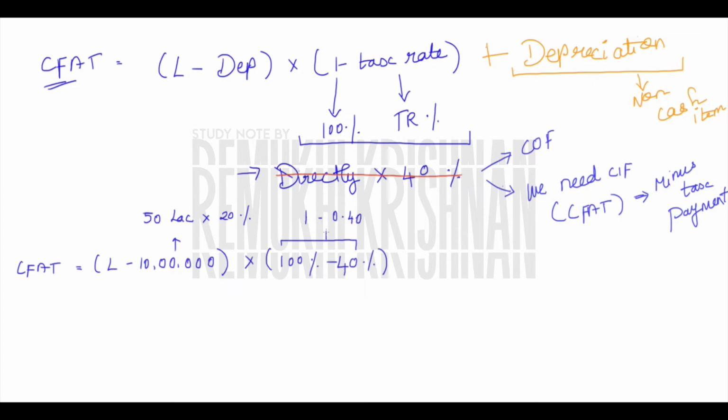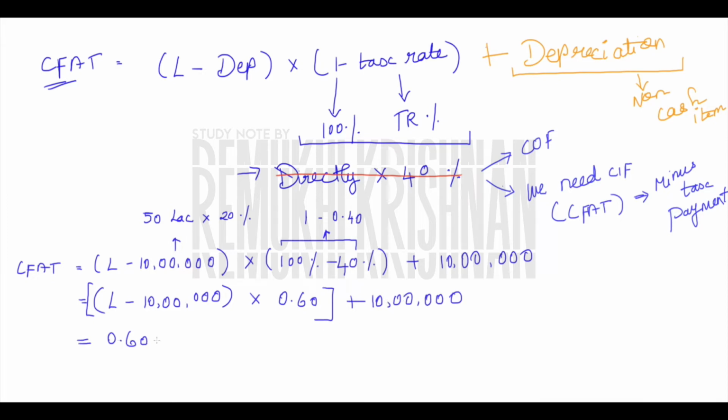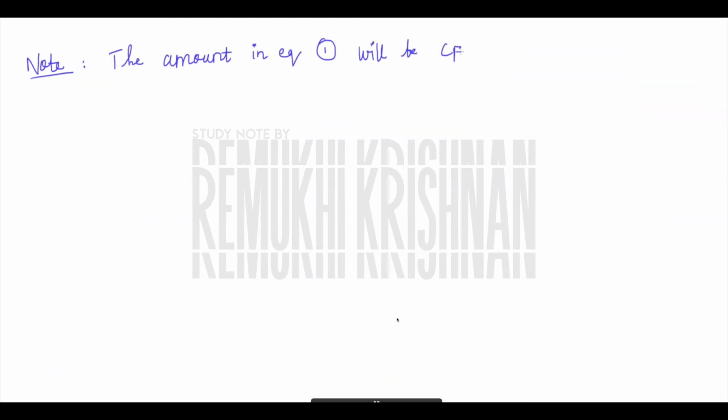You can either put 1 minus 0.40, converting the value, or if you're a bit confused, just put 100% minus 40% directly. Then add back the depreciation. L minus 10 lakh into 0.60, where I have converted the percentage into a number, plus 10 lakh. Finally, we arrive at an equation: 0.60 into lease rent plus 4 lakh. This is the first equation. Note, the amount in equation 1 will be the cash flow after tax for each year.